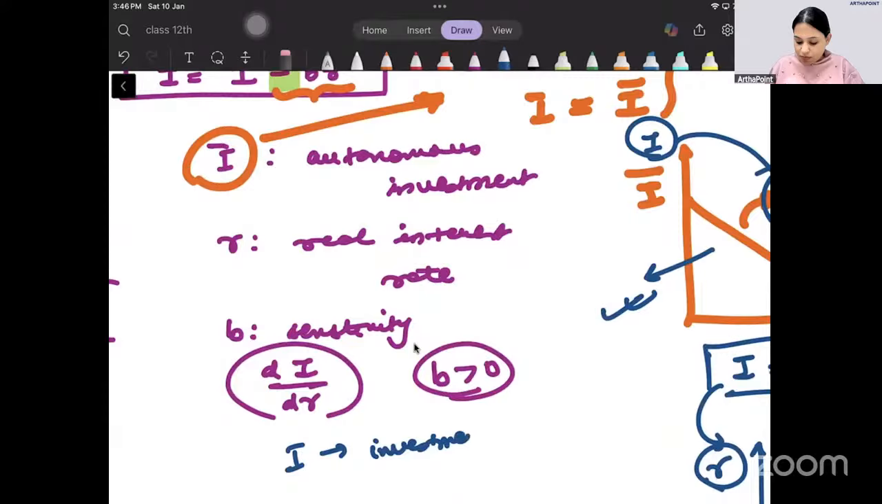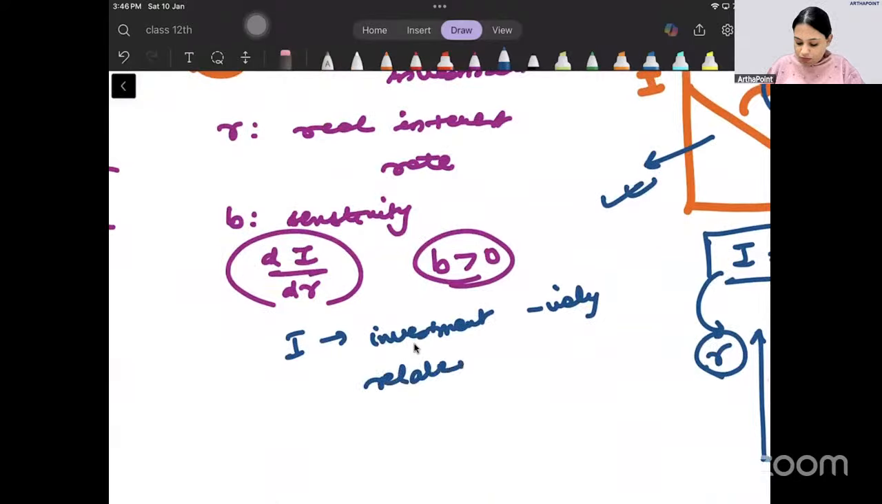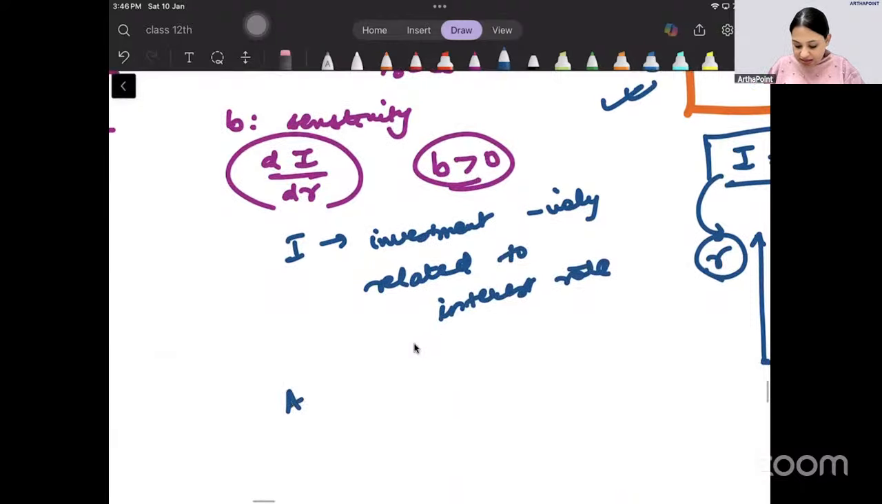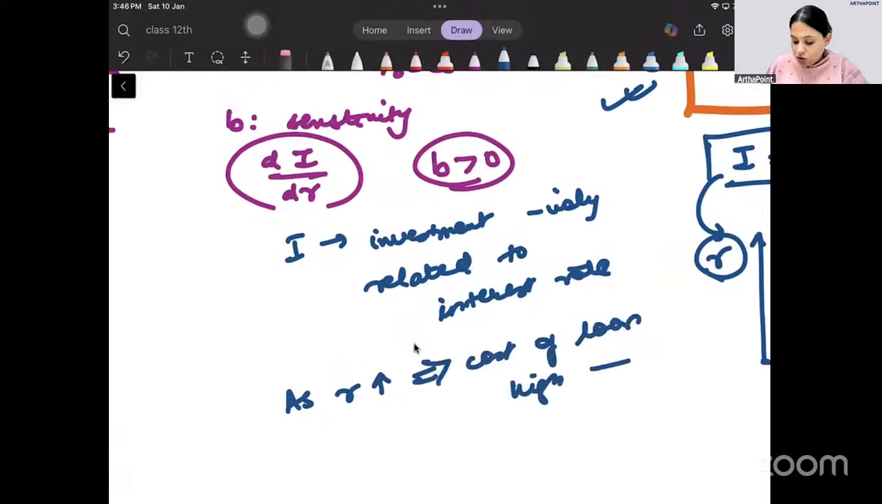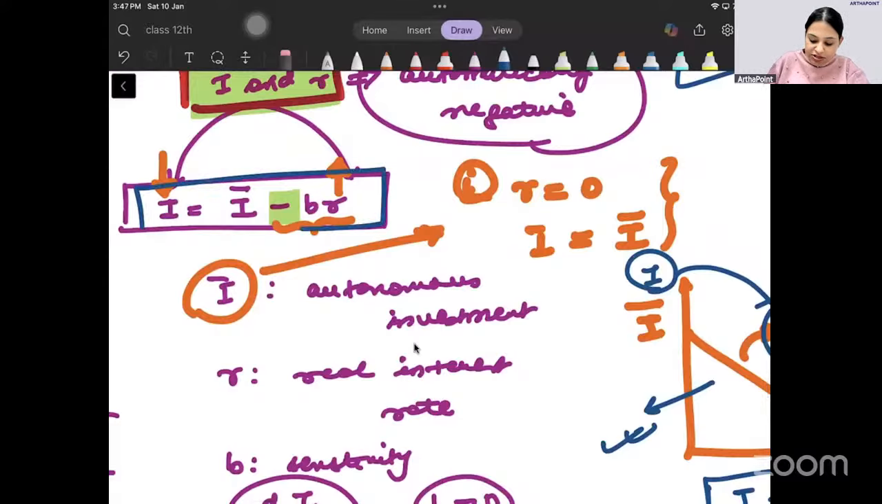Investment is negatively related to interest rate. ठीक है, we are saying that as interest rate increases, it's like this. जब interest rate high होता है, so suppose I want to invest by taking a loan. So when interest rate is high, then cost of loan is high. When cost of loan is high, so investment will automatically be low. So we are drawing this negative relationship between investment and interest rate.